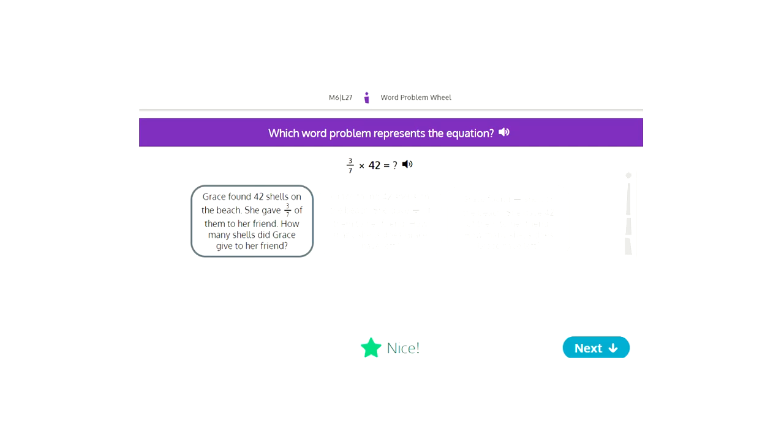That's right. Grace found 42 shells on the beach. She gave 3/7 of them to her friend. How many shells did Grace give to her friend? Good job selecting that correct answer.